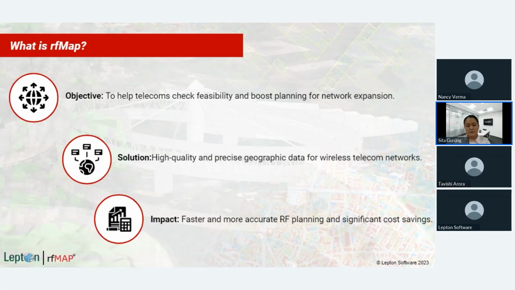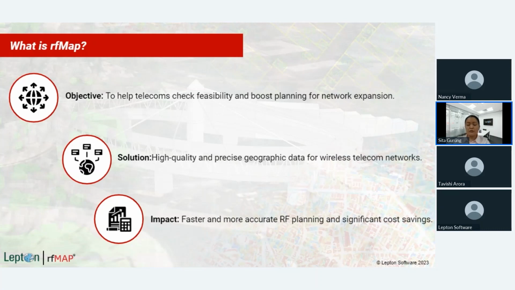So, the objective of rfMap. rfMap is basically a digital map data product. It's the input that every telco requires. The actual objective is to help telcos check feasibility, do planning, as well as optimize the existing network.